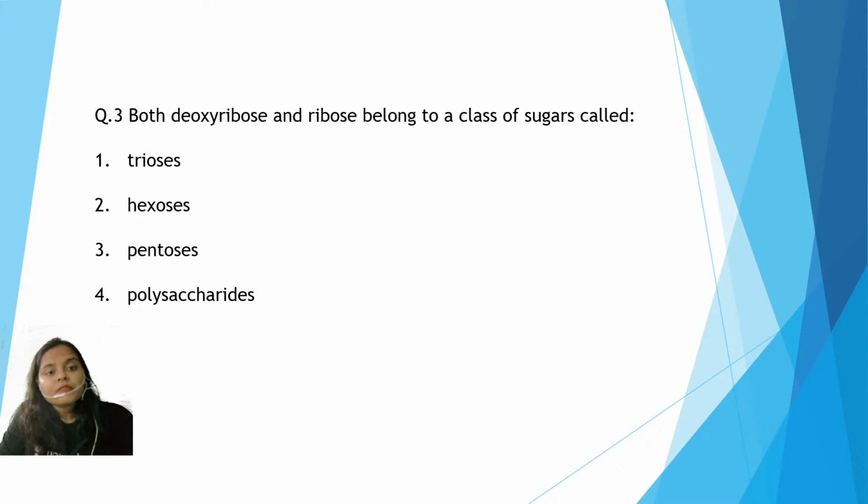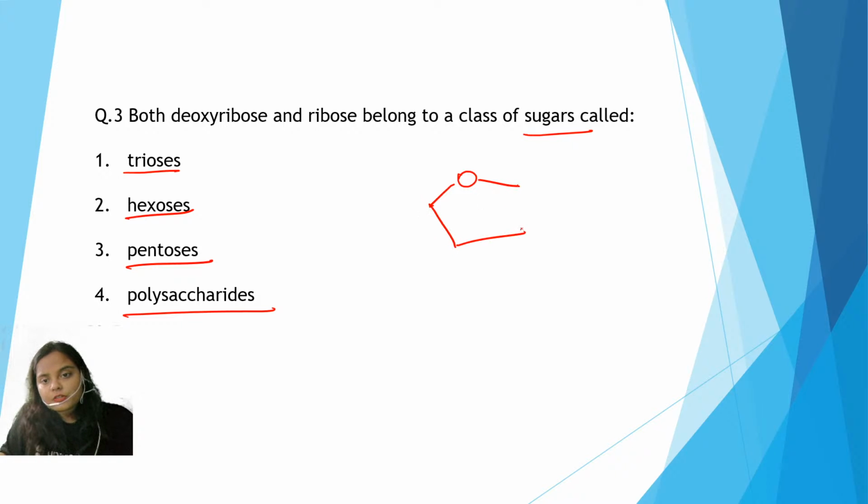Now moving ahead. Both deoxyribose and ribose belong to a class of sugars called: trioses, hexoses, pentoses, or polysaccharides? So I have already shown you the structure of the sugar, and the number of the carbon atoms present. So there are 5 carbon atoms present, right? 1, 2, 3, 4, and 5. One is present outside the ring. So that means there are 5 carbon atoms in this sugar. That means this belongs to pentoses, right? So the right answer for this question becomes option number 3. So 3 and 3 are rhyming.